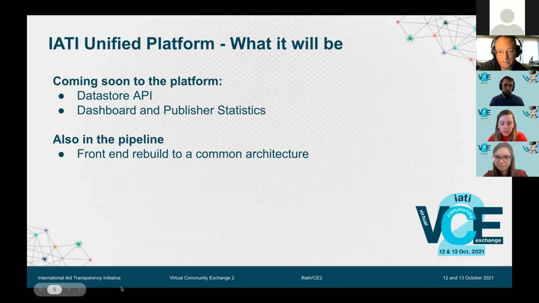And the unified platform, what it will be, so that's what it is. What it is at the moment is the platform, Validator version 2 with its public API behind the API gateway. Coming soon to the platform, we are concentrating now on the data store API, which will be analogous to the version 2 data store API.